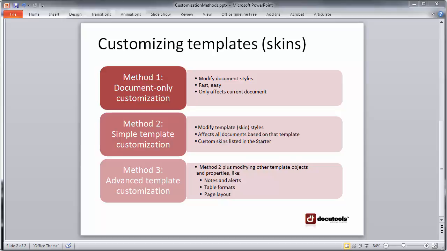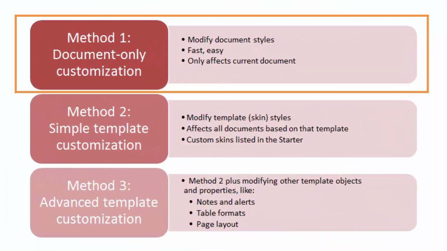There are three different methods for customizing the look and feel of your DocuTools documents. Just quickly, an overview of the three methods. Method one is what we call a document-only customization. What that means is that you're modifying the look and feel for your current document. You're modifying the style sheet for the current document that's open.